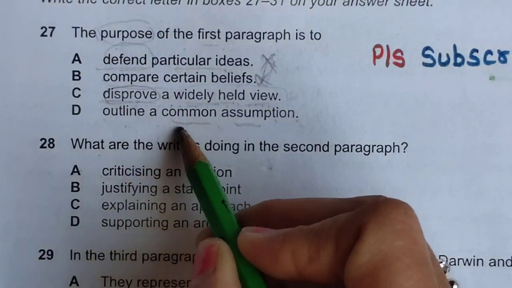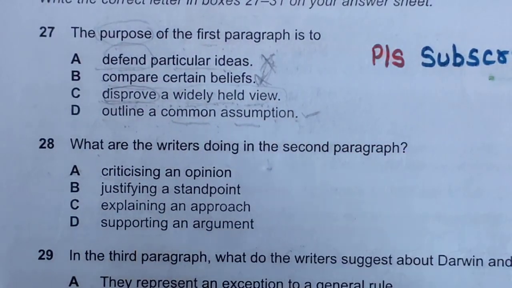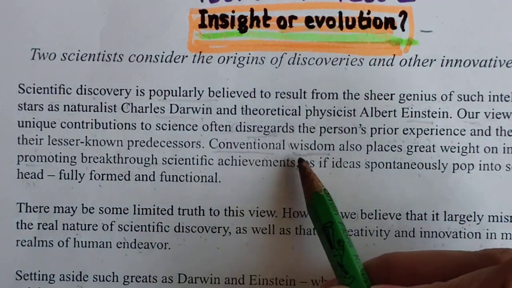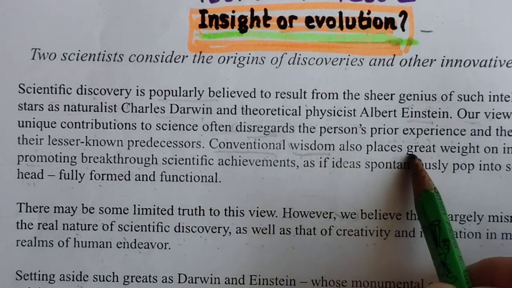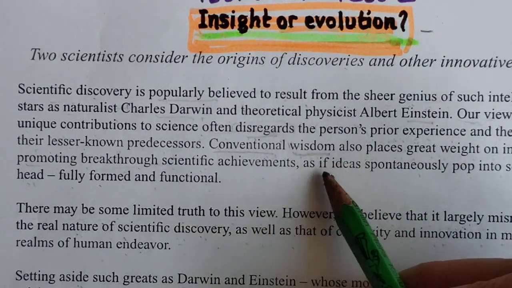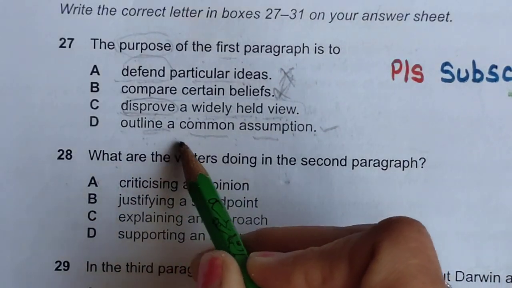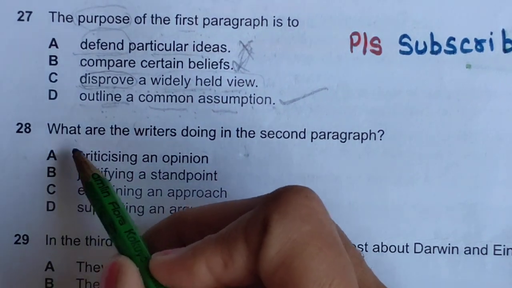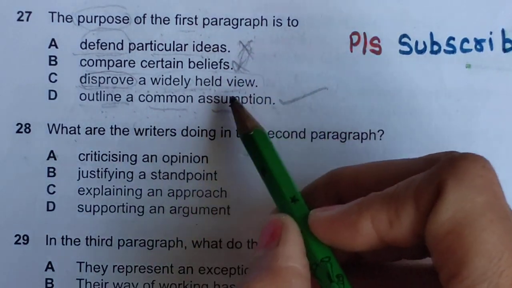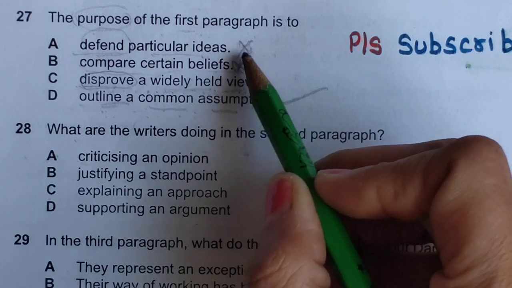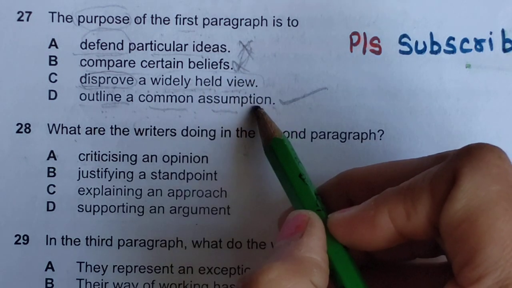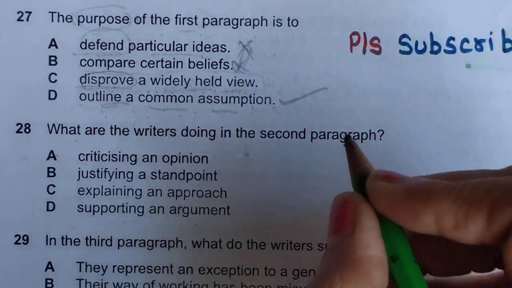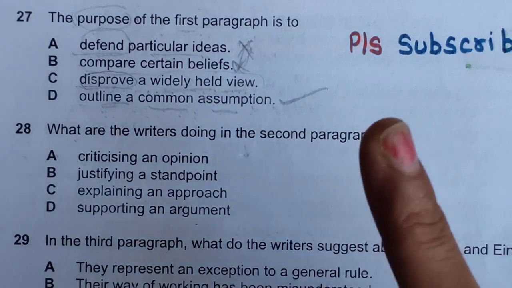So outline a common assumption, we can find this answer. He's just giving what the common conventional wisdom also places great weight on. So he's just explaining, outline a common assumption, so this will come with that. Second number, so always remove, eliminate, or just cut the unnecessary options. Then out of two options you need to find out whether they are actually talking about these two options, then you have to select one option.